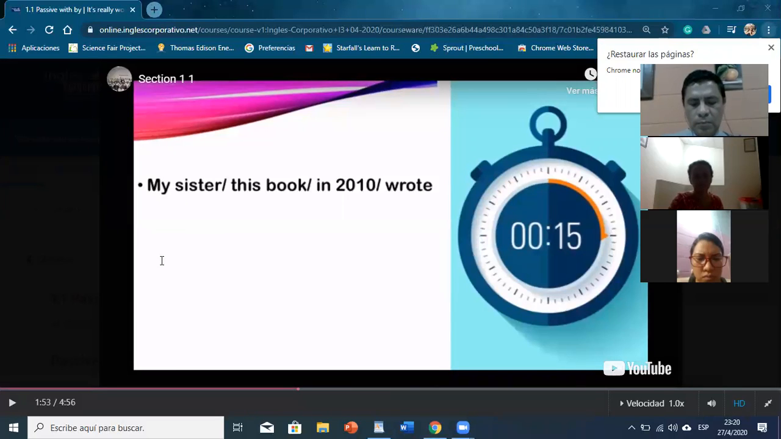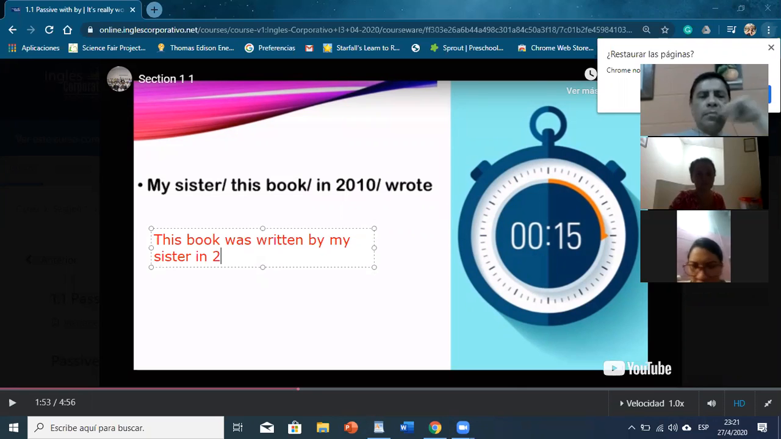The book, right? Or this book, actually. This book was written. Yes, that is a verb, written. I'm missing one more thing: by my sister, in 2010. A sentence, and it is right. That's right.